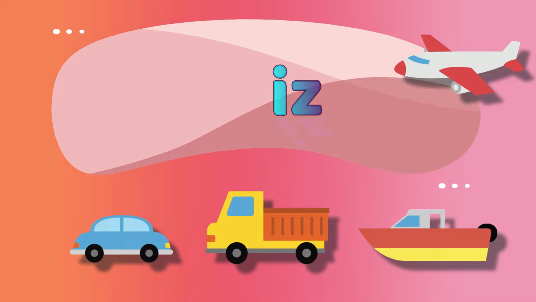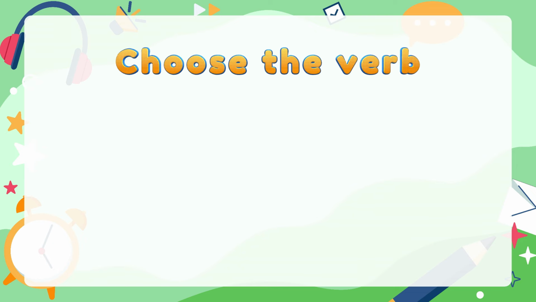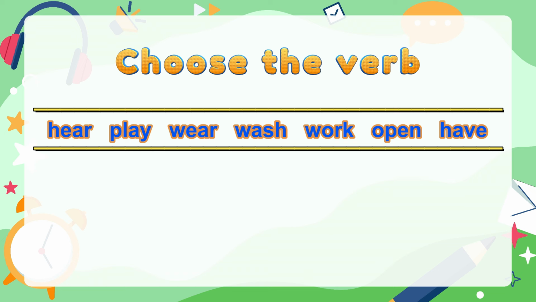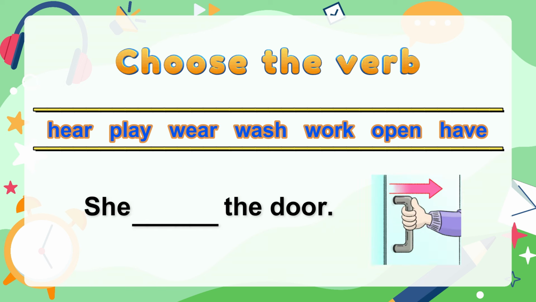Quiz. Choose the verb and correct the form if the subjects are he, she, and it. In the box, our verbs are hear, play, wear, wash, work, open, have. She blank the door. The answer is opens. She opens the door. We add S to the verb because the pronoun is she.